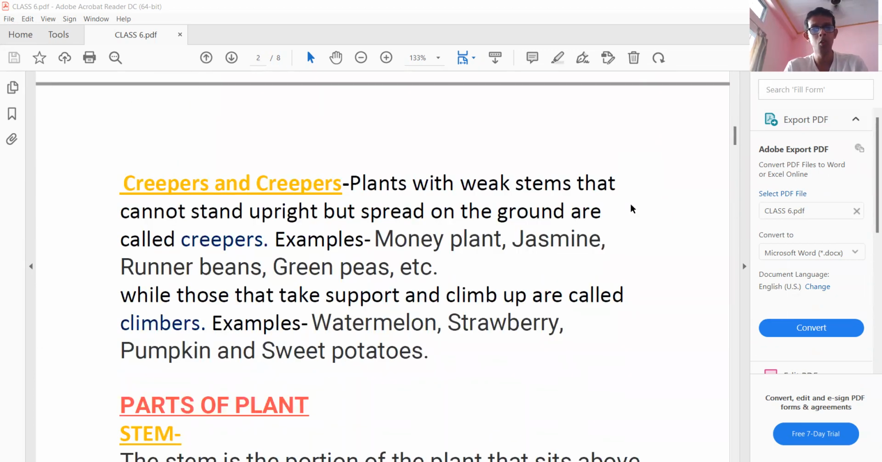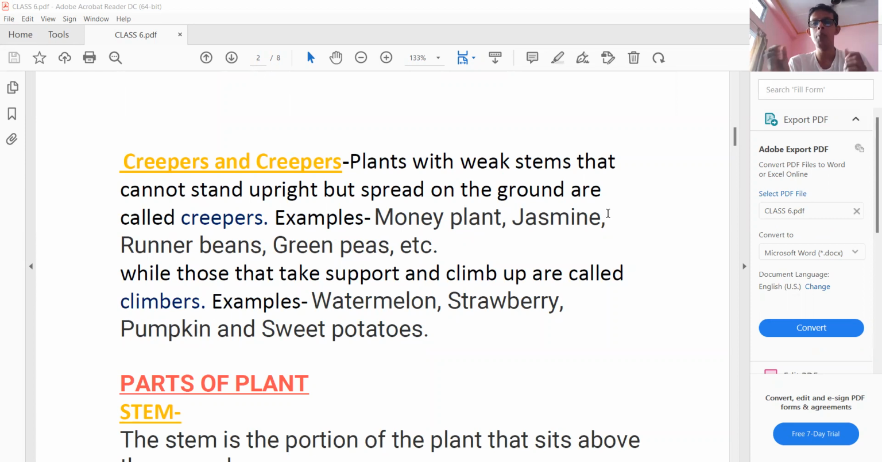Okay. What are creepers and climbers? Creepers are the plants which have very weak stem and cannot stand upright. We stand upright due to our spinal cord. Okay, but creepers are those plants which do not have a spinal cord. Think like that. Just think what will happen to us if we do not have our spinal cord. So creepers are the plants that cannot stand upright. Example: money plant, jasmine, green peas, etc.